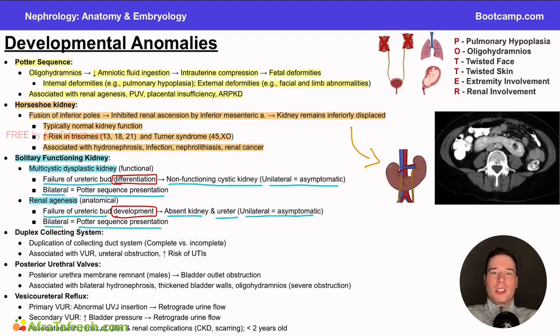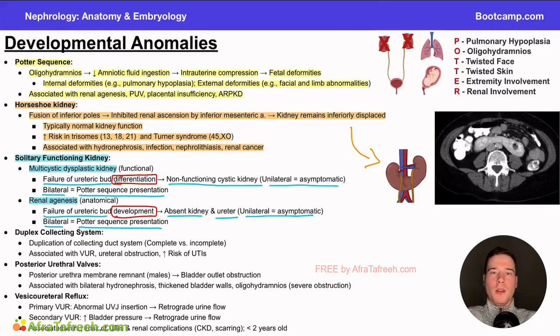So again, solitary functioning kidney is essentially just saying that one of the kidneys is functioning compared to the typical two. Two primary ways this can occur. It can present as multicystic dysplastic, which is a functional deficit, right? The kidney is there, but it's functionally not working, so it might as well not be there. Or it can present as an anatomical deficit where it's literally not there, and thus, of course, it can't do its function as well.